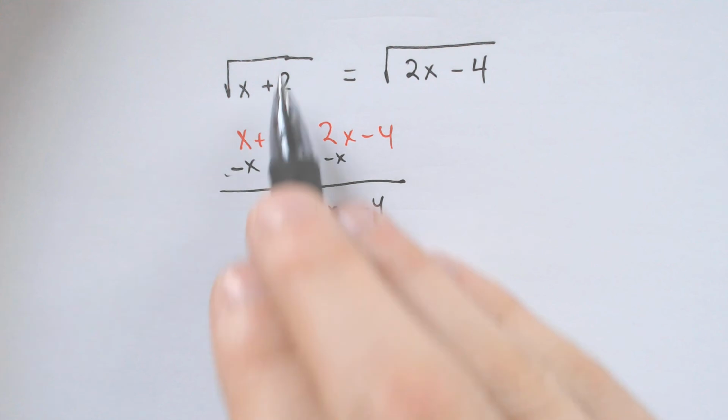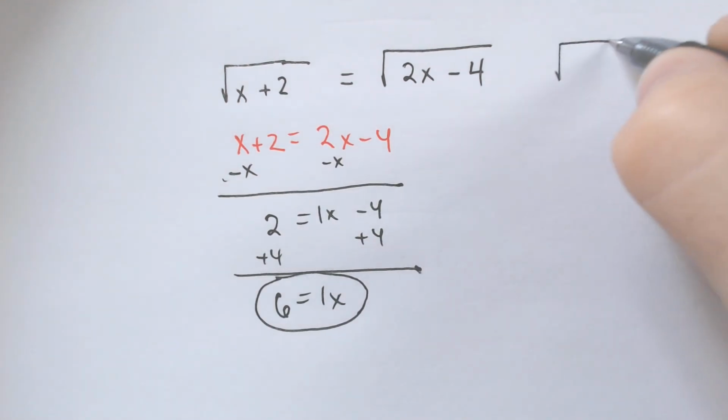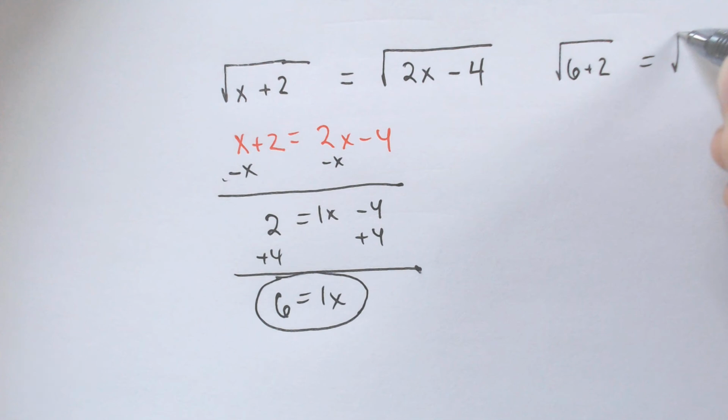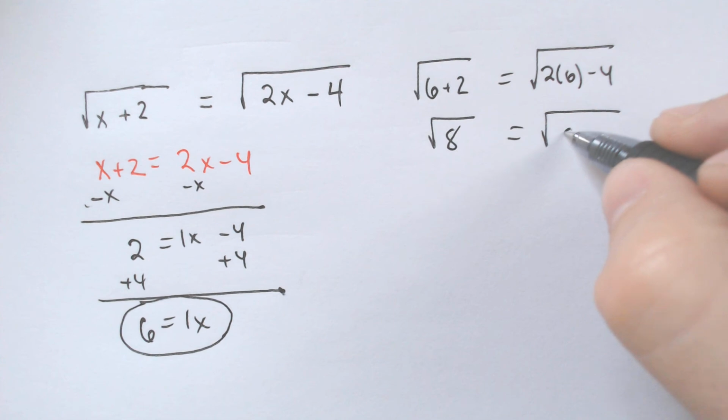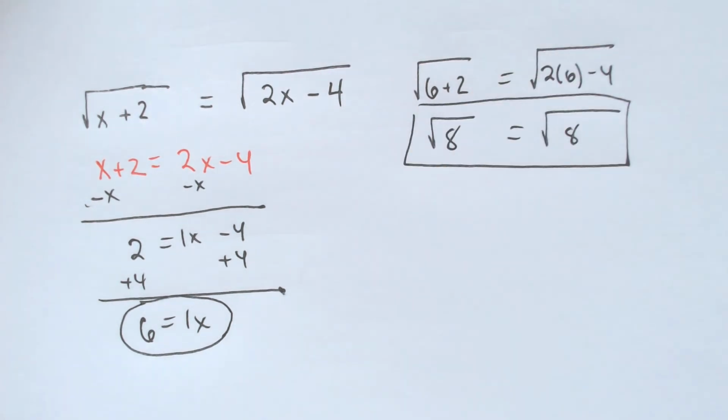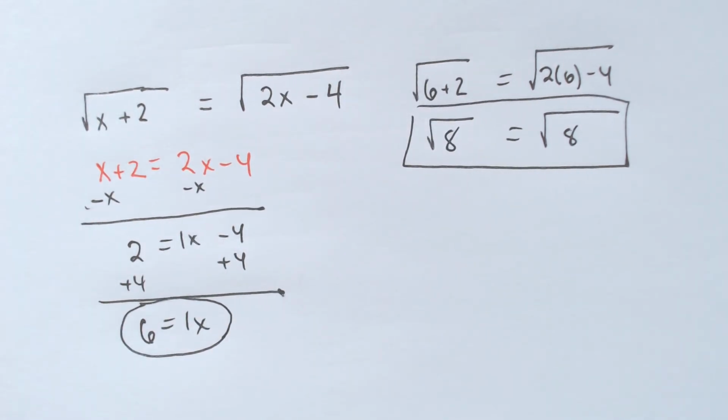If you plug in 6 to both of the x's, we would end up with the square root of 6 plus 2 equals the square root of 2 times 6 minus 4. We end up with the square root of 8 and the square root of 8. Oh, 12 minus 4 is 8. Apologize for being off of the screen. Now, with the square roots on either side, as well as in general, you can't have an x value plug in and force you to square root a negative number, nor can it equal a negative number. So you just need to be always checking your answers and making sure that they are done correctly.